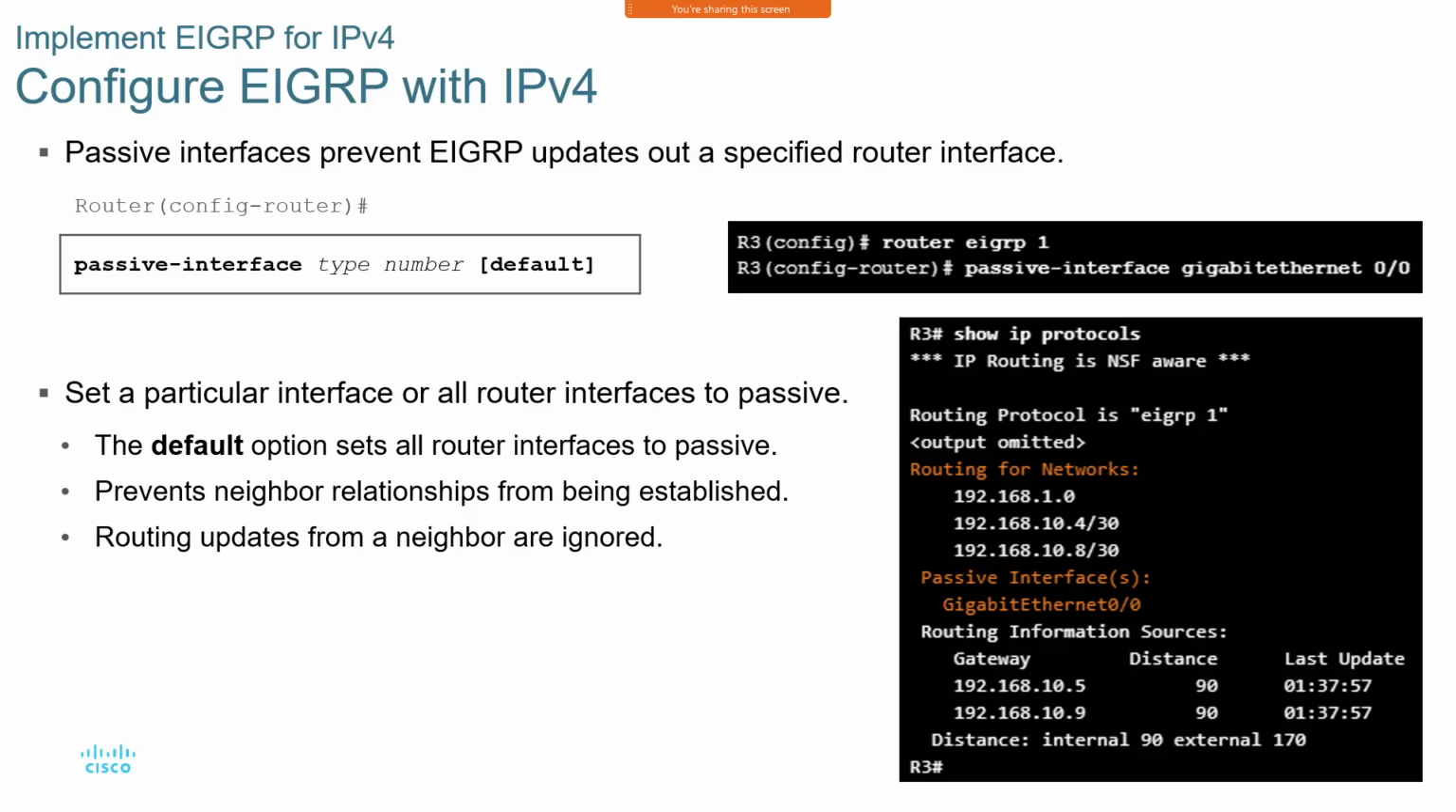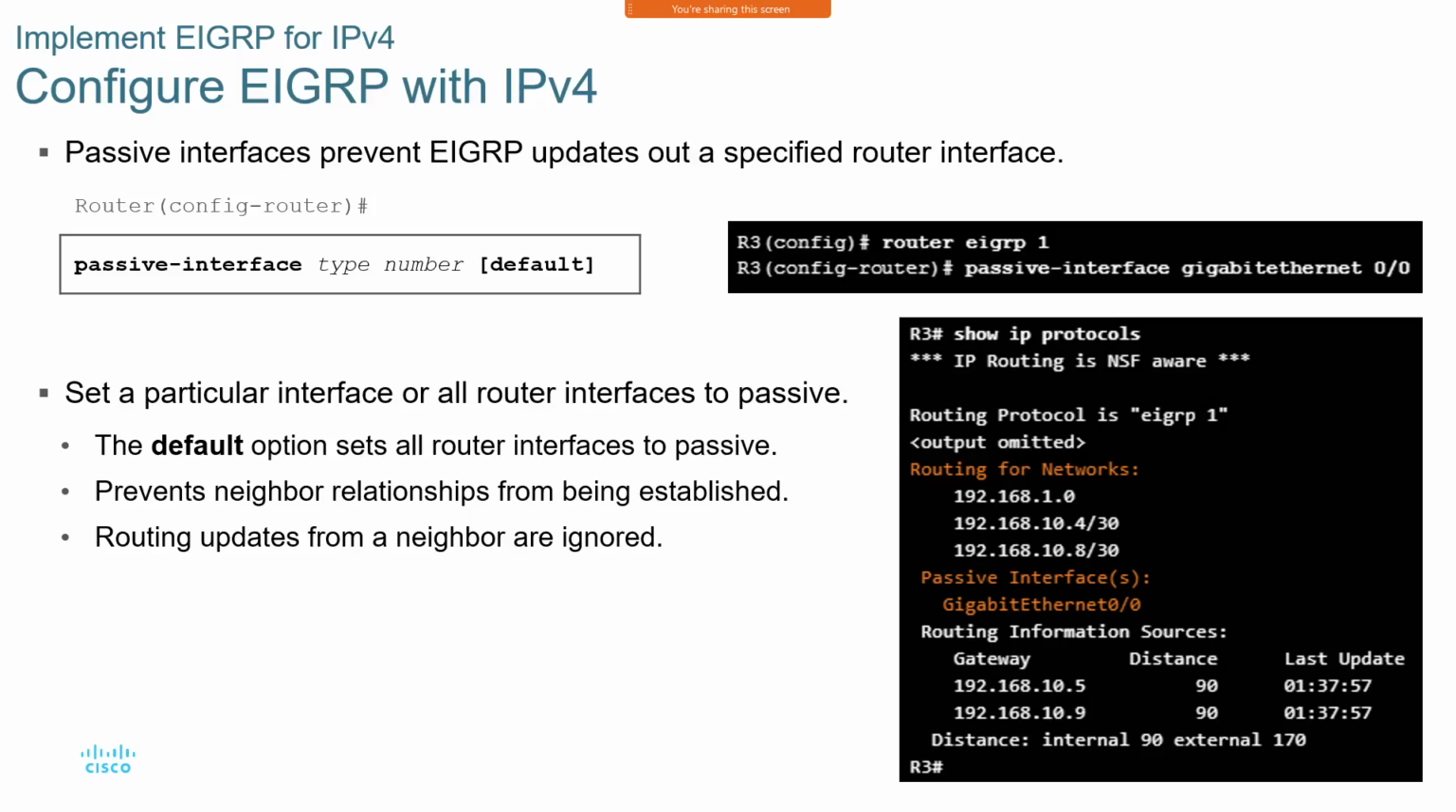In order to prevent this from happening, we can use the command passive interface. With the command passive interface, we are just going to specify the interface which is going to be connecting to a network that won't have any other router. Once we do that, the router will not send a hello message out of that interface.